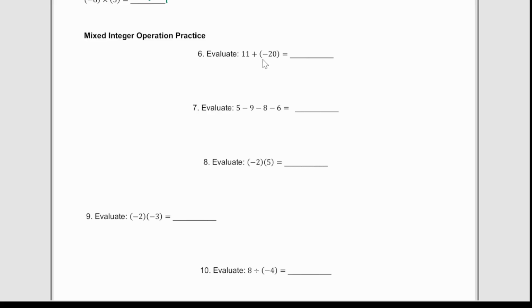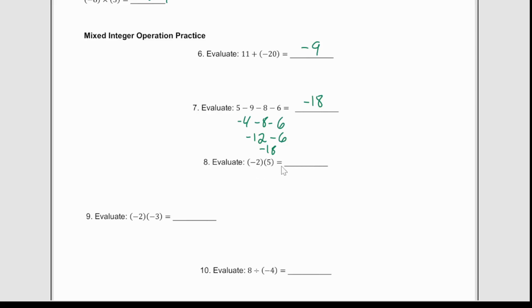Okay, so 11 plus -20, these are different signs, so I have $11, buy something for 20, I'm still going to be $9 in debt. Here, working left to right, 5 minus 9 initially gets us -4. Going to drop down everything else. -4 minus 8 gets us -12. Drop down everything else. And then we get a final answer of -18.